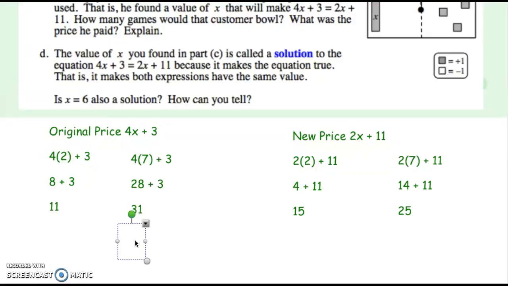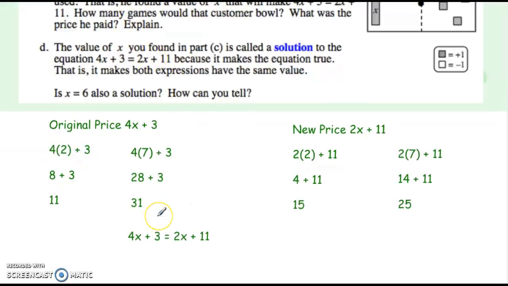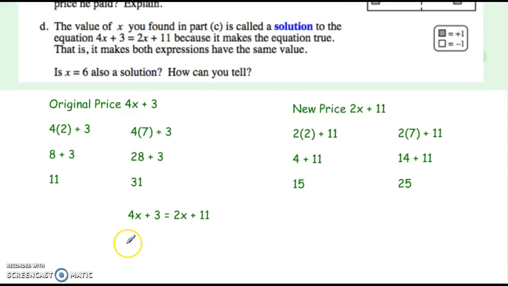So I could do guess and check, but a better way would be to use algebra and solve for X. So I'm going to say 4X plus 3 equals 2X plus 11. This is the same thing you should have on your paper. And now I'm going to solve for X. So the way I solve for X is to get X by itself. I'm going to choose to move X to the larger side. So 4X is larger than 2X. So I'm going to move numbers around so X is by itself on the left.